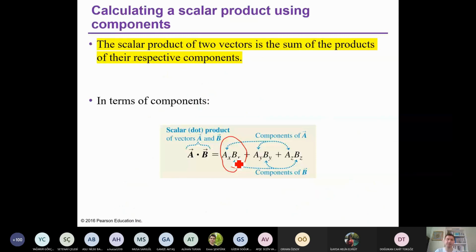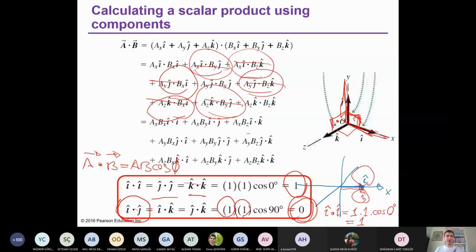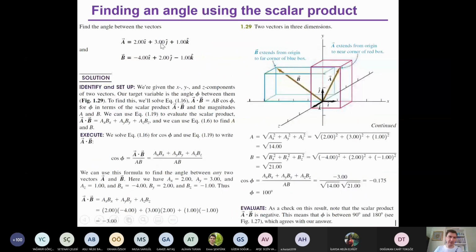Is it okay? Do you have any question related to that part? Now let's have a look at an example. This is another example from the book, finding an angle using the scalar product. So here we have A vector and we have B vector. And the question is to find the angle between the vectors. What is the angle between the vectors? So how to find the angle? You can use that relation.